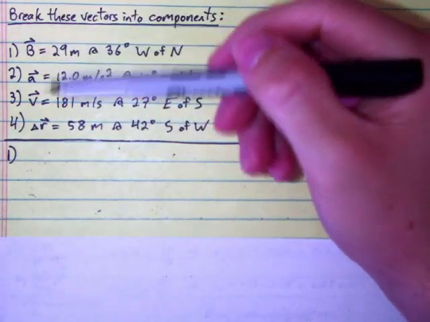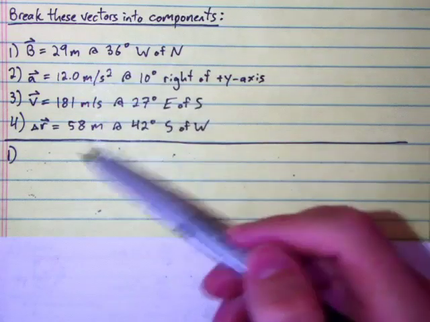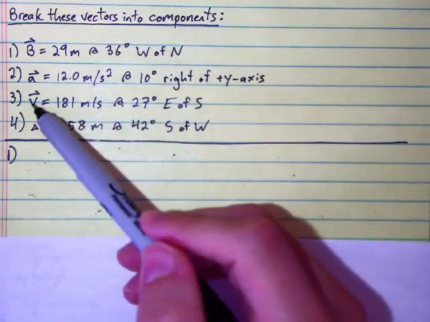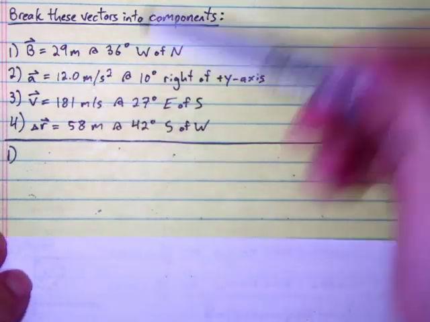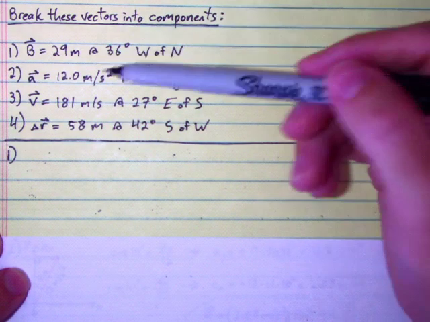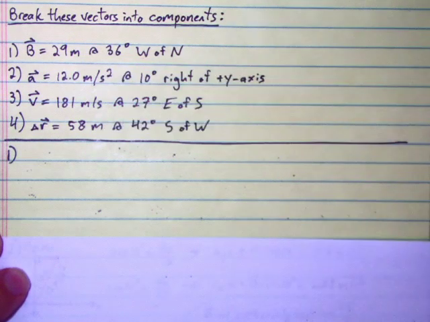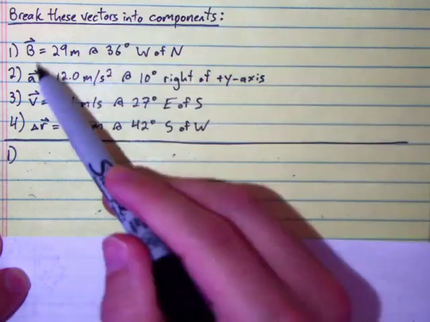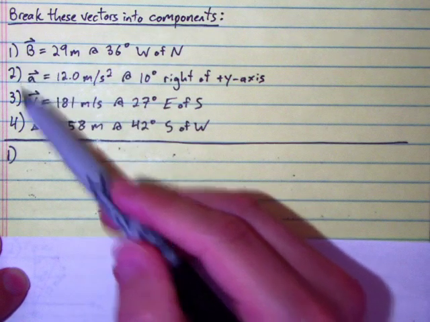Once again, these are different types of quantities. That's an acceleration, that's a displacement, there's a velocity, but it doesn't matter. The procedure will be the same for each kind. Just make sure you put the right units on them in the end. Let's do the first one together. You guys will do 2, 3, and 4.